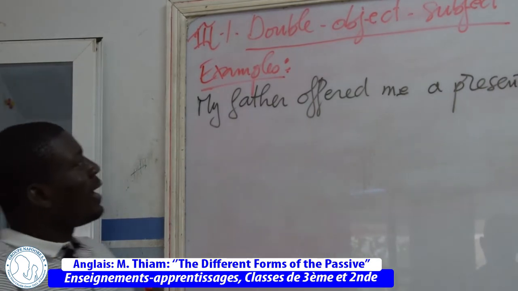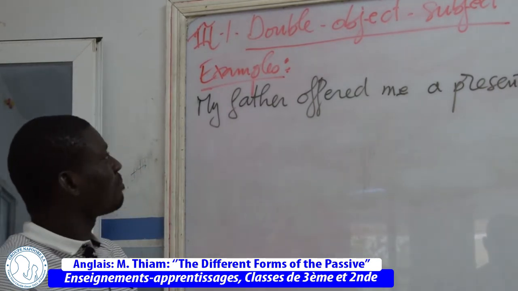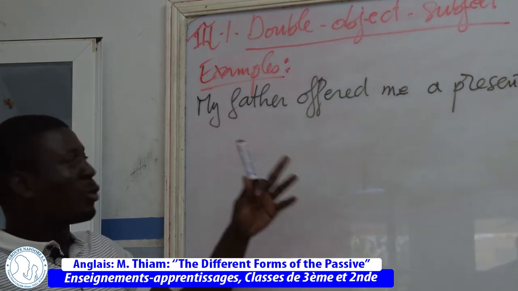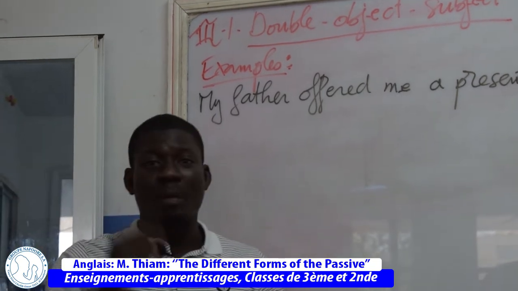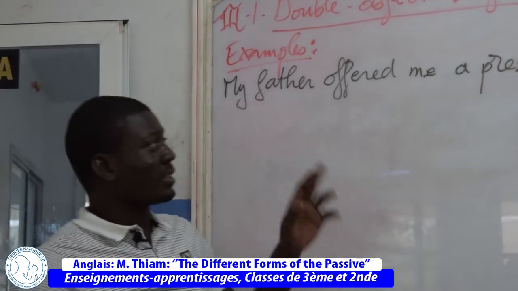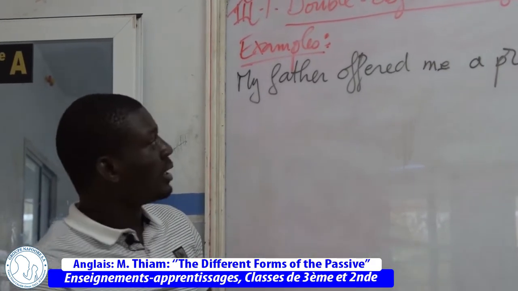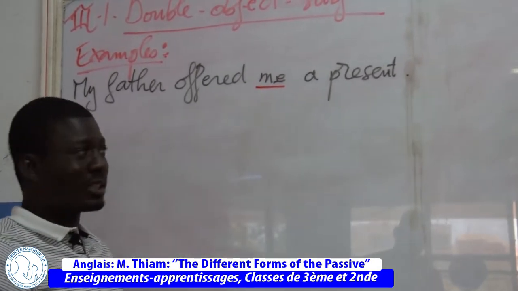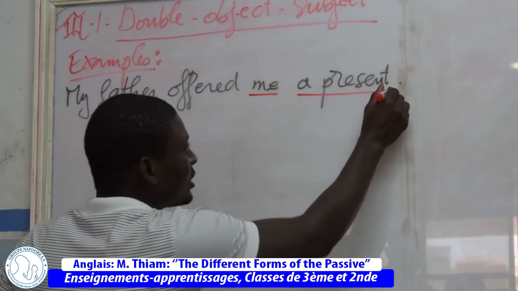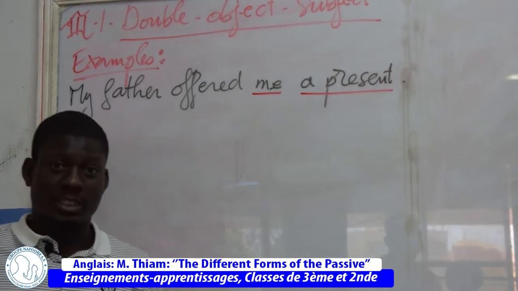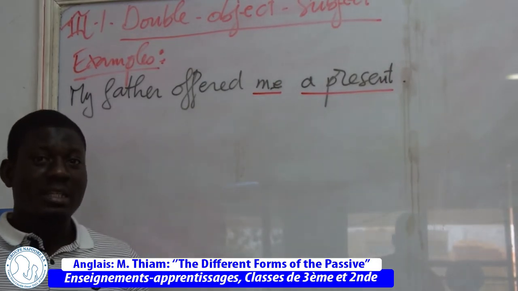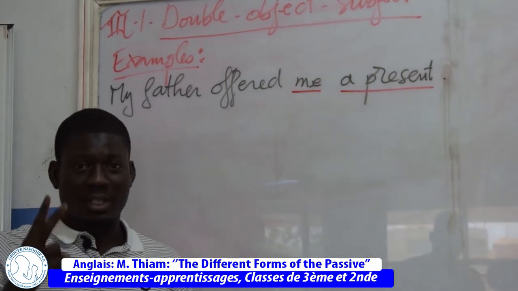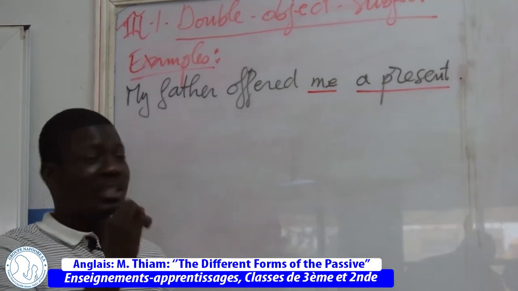Now, a double object subject means a subject which has two objects. And that's the case in this sentence. Look, me is an object. A present is also an object, which means that we will be having two passive sentences. We can have two passive sentences from this one sentence.